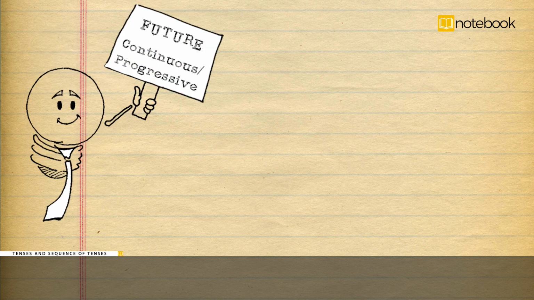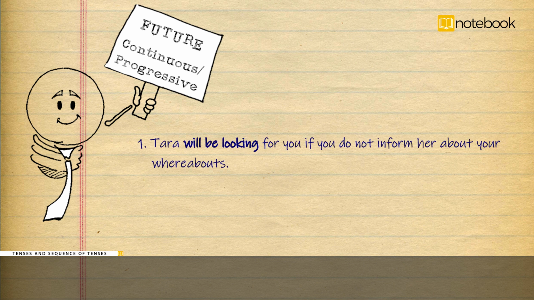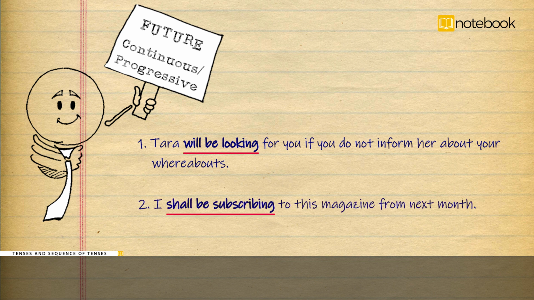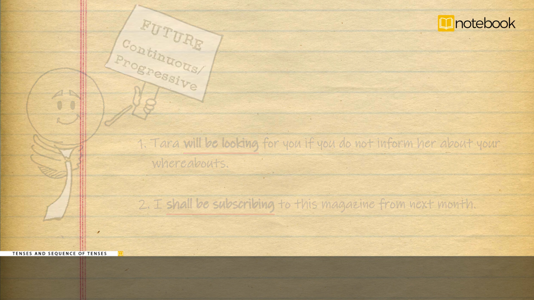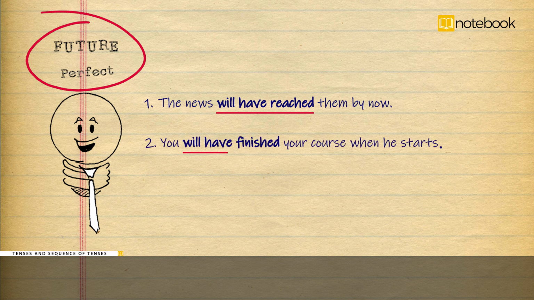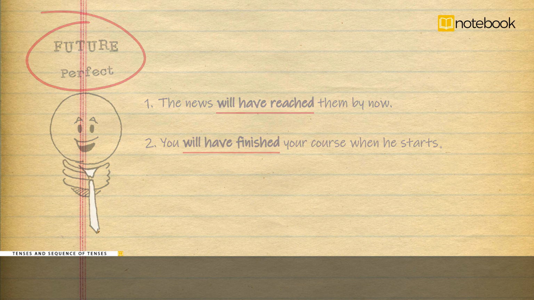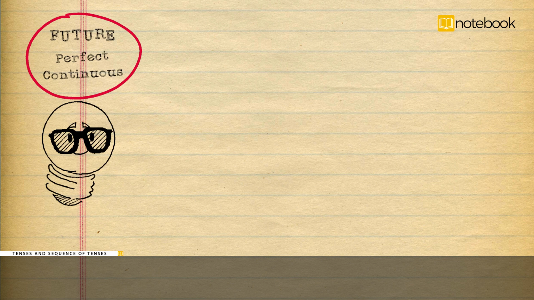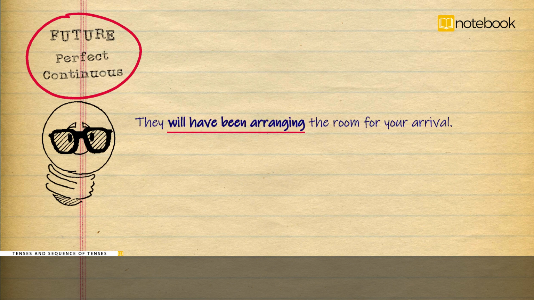Future, continuous or progressive. Tara will be looking for you if you do not inform her about your whereabouts. I shall be subscribing to this magazine from next month. Future perfect. The news will have reached them by now. You will have finished your course when he starts. Future perfect continuous. They will have been arranging the room for your arrival.